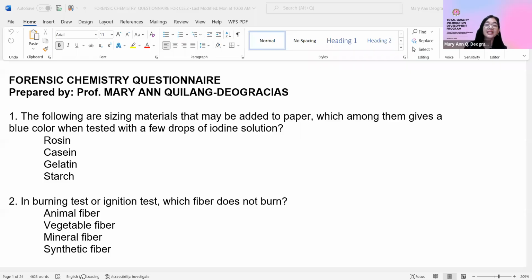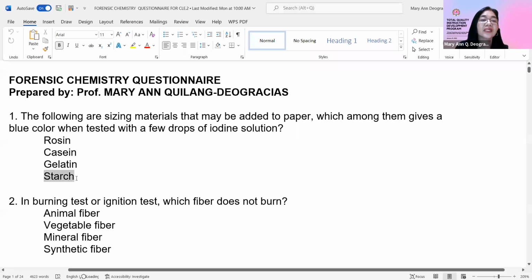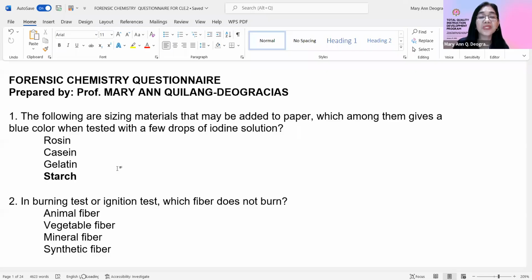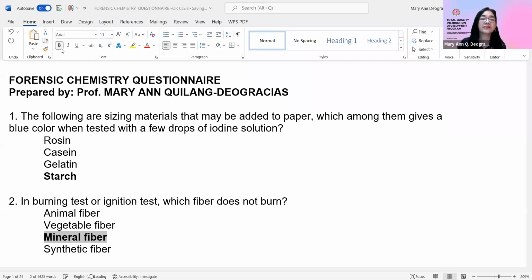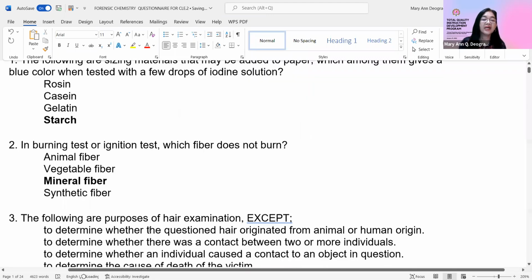Number one, our answer is starch. Let's highlight it. Okay, starch for number one. Let's see if it highlights. And then number two, you can ask for the soft copy from sir. Let me see if I have something to forward to the review center. I'll just forward this. So our answer here is mineral. Okay, it's highlighted. Number 3.